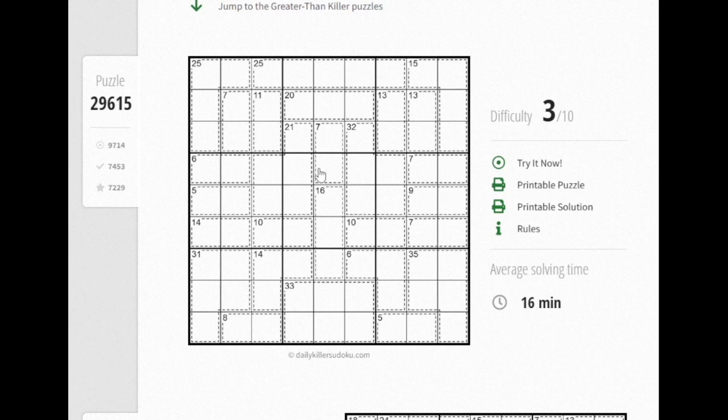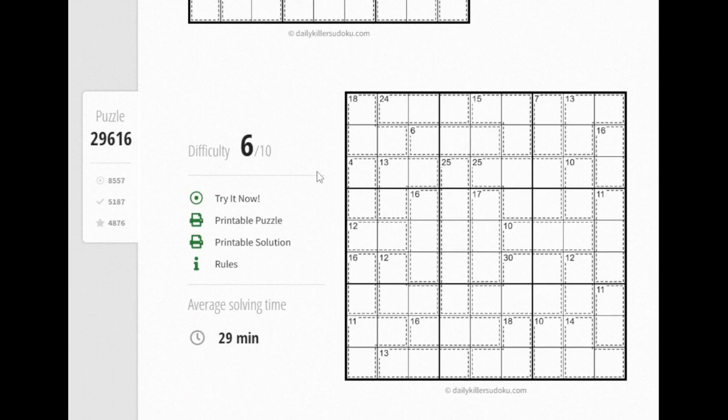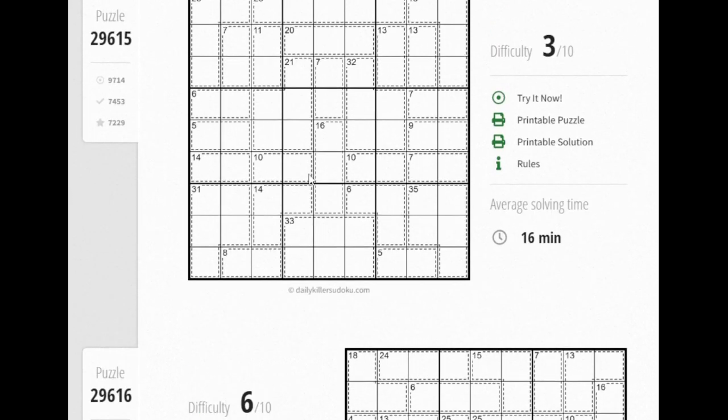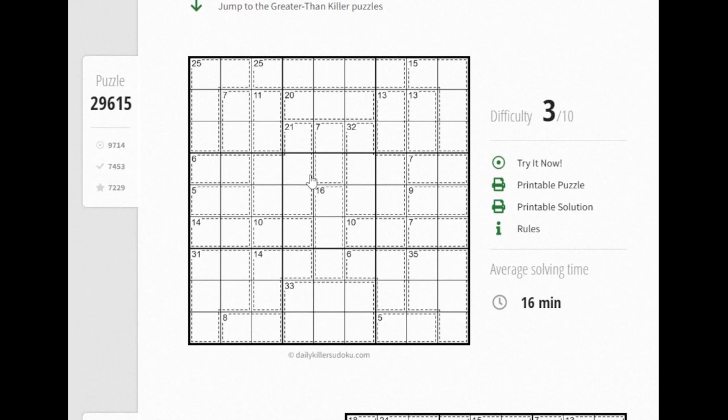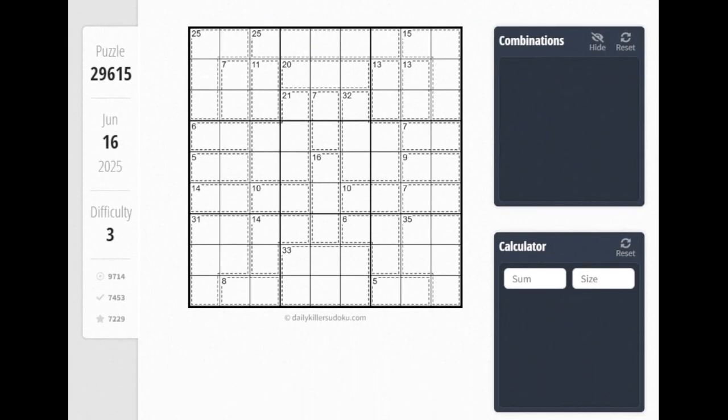Alrighty. Day 3, solving these puzzles. Got a 3 out of 10 to start. Then looks like we jump to 6, and then a 10 out of 10 to end it. So, let's see how we do. Alrighty, we scroll, and let's get the timer. Alright.